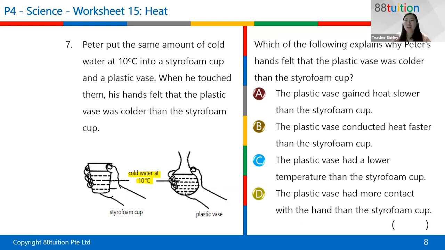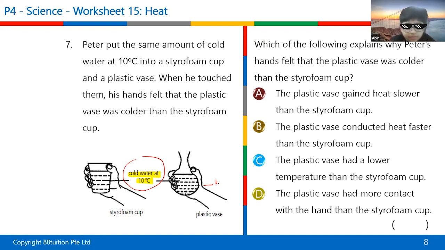Okay, so they are the same temperature. The water is the same temperature. So why is it that when Peter holds the two of them, the plastic vase was colder? The reason is because the plastic vase conducted heat faster. And when it conducts heat faster, ask yourself, where's the hotter region? Is it the cold water or is it the hands? Hands. Very good. So the hotter region is actually the hands, which means the heat will travel from the hands to the other parts of the experiment.